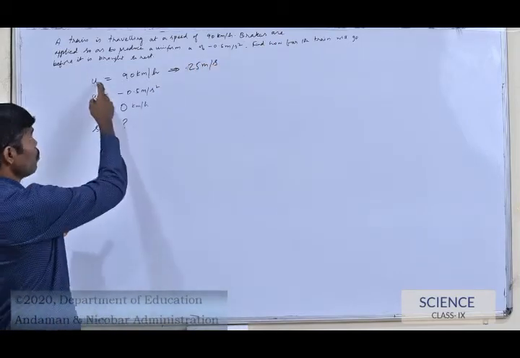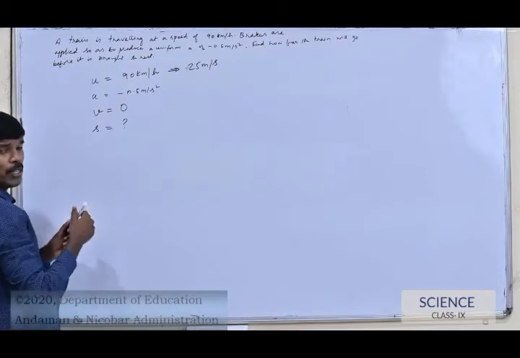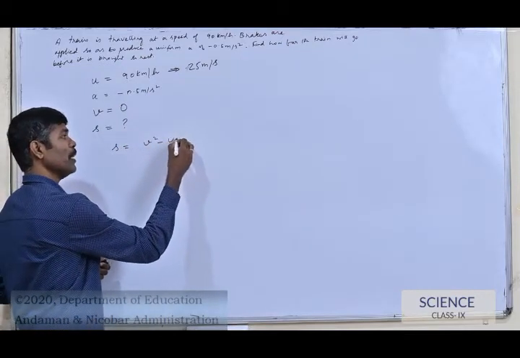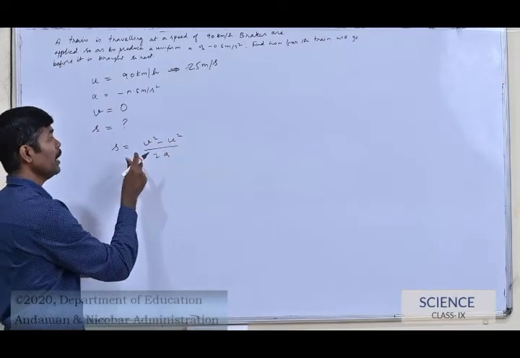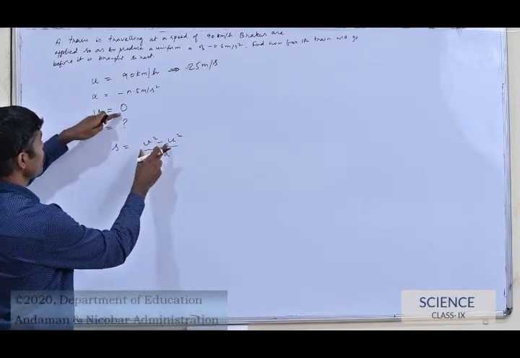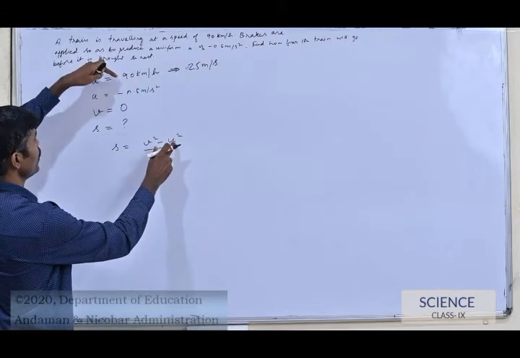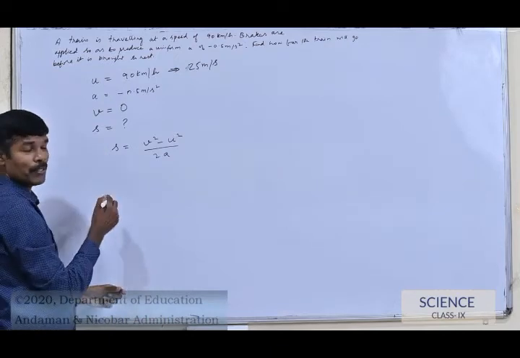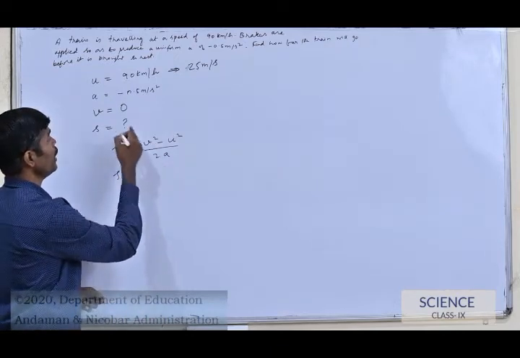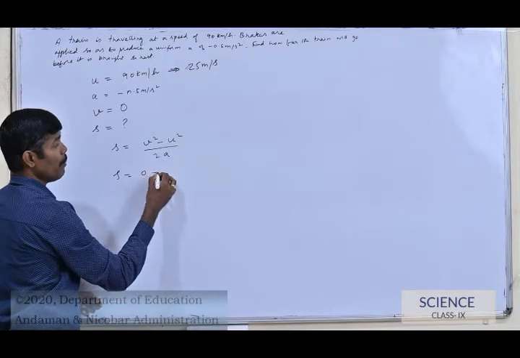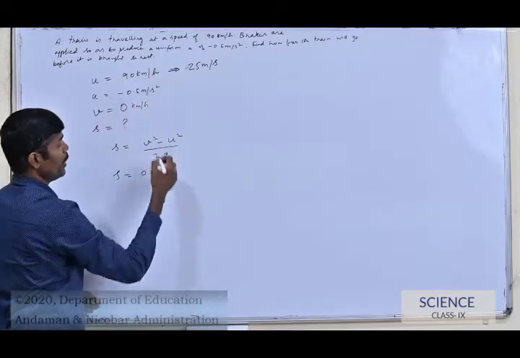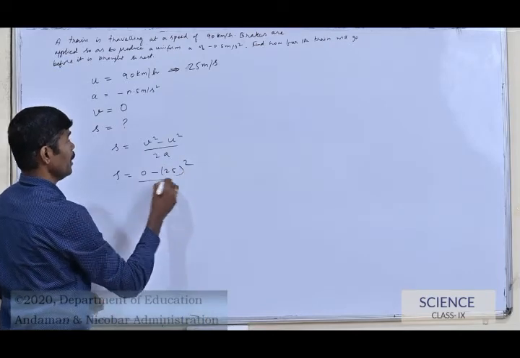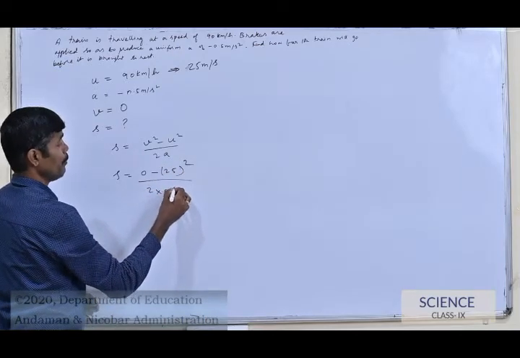So here U value is given, A is given, V is given. Which formula will we use? S is equal to V square minus U square by 2A. Here final velocity is there, initial velocity is there, and acceleration is there. So by using this equation we can find the distance. So S is equal to, what is V here? V is 0 minus U. What is U here? 25 meter per second whole square divided by 2 into 0.5.